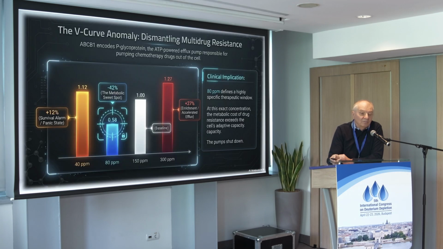Okay, let me focus on one, this ABC1, which shows an interesting V-shape expression, and you see the target at 80 ppm. The expression is a 42% decrease. Why is this important? Because this ABC1 gene protects the cancer cell against therapy. So if you try to introduce any therapeutic molecule, it cannot enter because ABC1 will immediately remove it. So it is therapy resistant because of this.